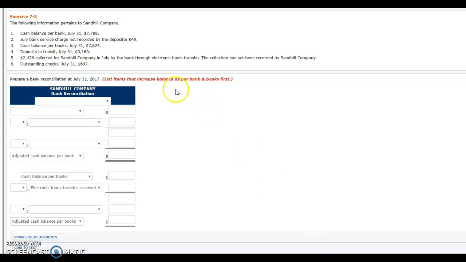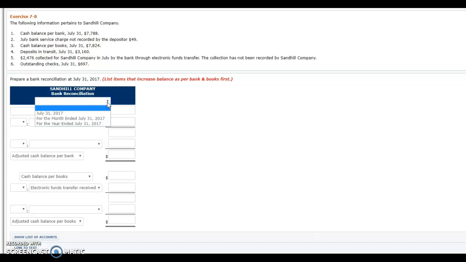Okay, here's hoping we do this right. First time screencasting, first time doing this problem. Exercise 7-8, which is in the homework chapter 7 part 2. We are recording information to send to the bank that the bank doesn't know yet, or at least that's the gist of what I'm getting on this.